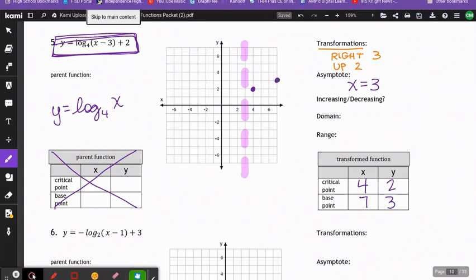Draw my graph like I saw it on the calculator screen. It gets really close to the asymptote. I see that on the right side, my graph is continually going up. So this is going to be an increasing graph. The domain starts at 3, where the asymptote is, and goes to positive infinity. The range is all real numbers.